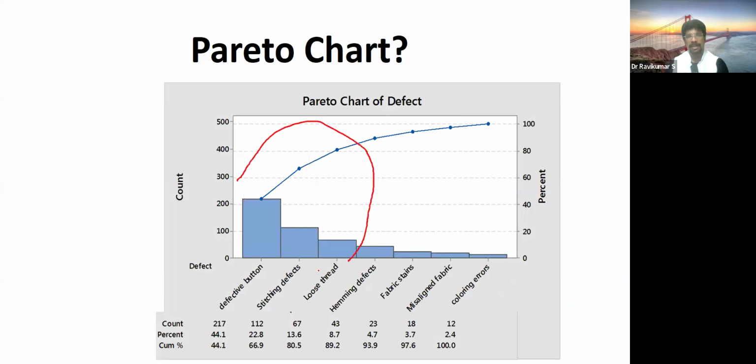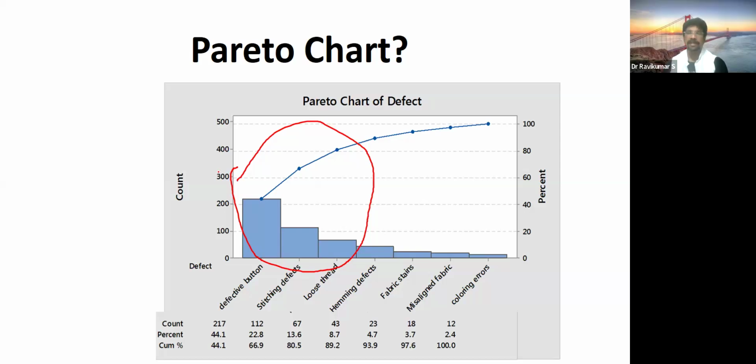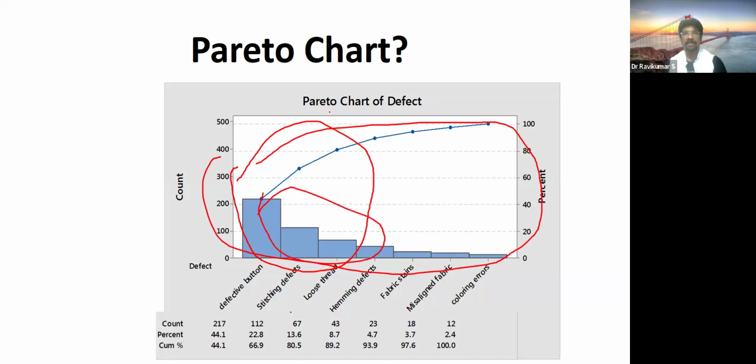So if you add these three defects together, what is the percentage of contribution of these three defects in the total? Guys, are you almost there? We are not able to see the 80.5. It is 80.5. So that indicates that instead of focusing on all the problems, if you just focus on these three, your process effectiveness will improve by 80%.